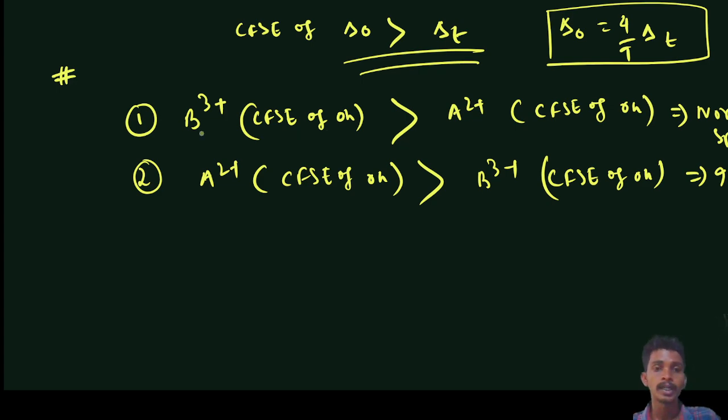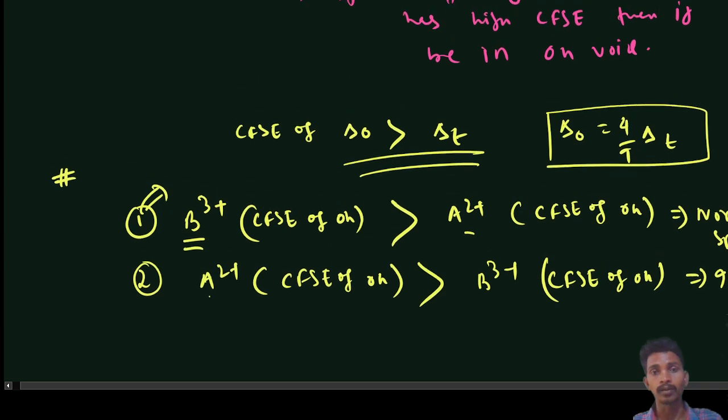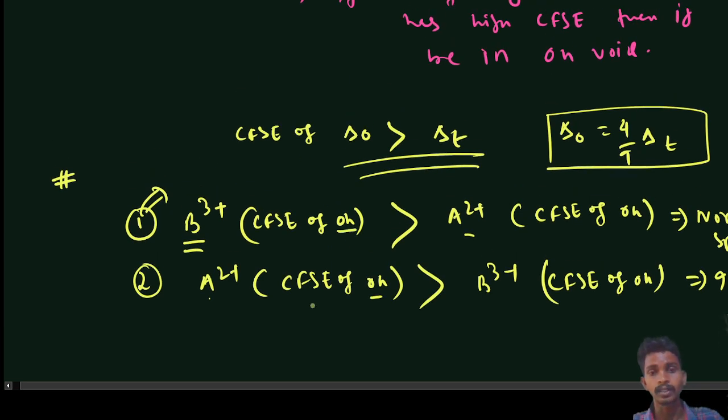octahedral CFSE, and if the octahedral CFSE of this cation is greater than the octahedral CFSE of this one, then this B3+ is going to the octahedral sites, and if it is going to octahedral sites, then this is called normal spinels. Okay, and if the CFSE of octahedral of this is greater, then this is going to the octahedral sites, and this will go to the tetrahedral sites. In that case, this will be the inverse spinels.